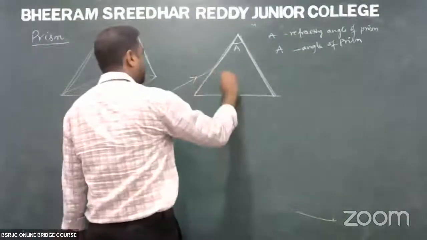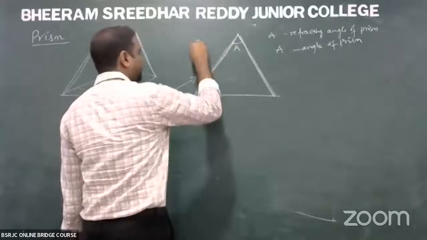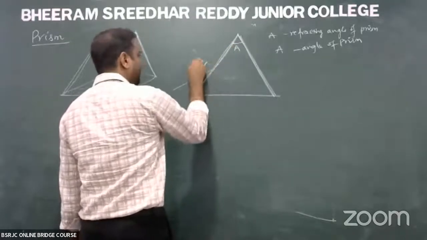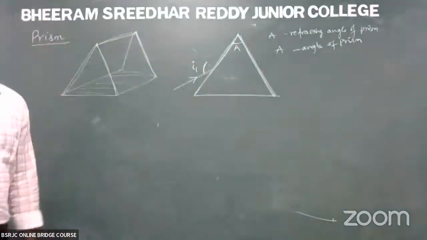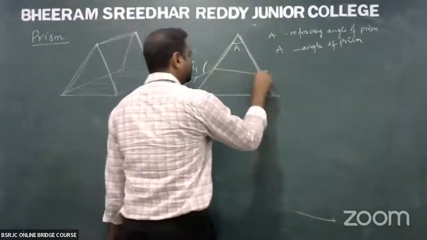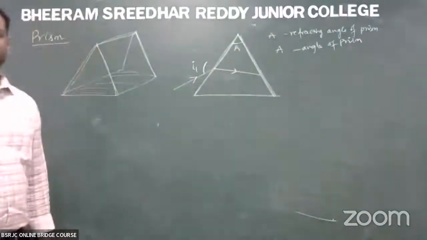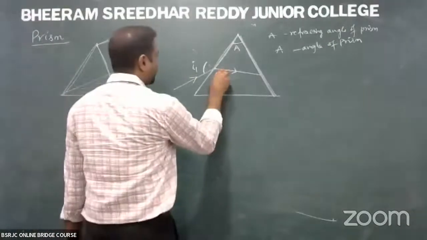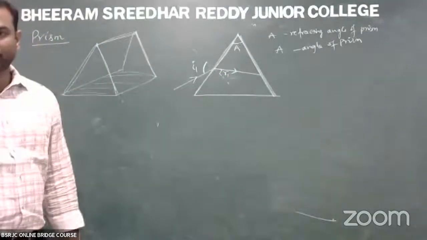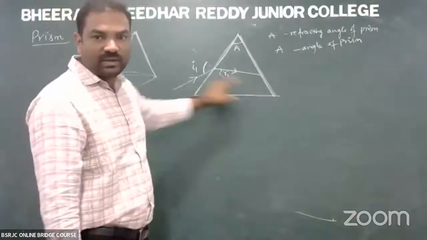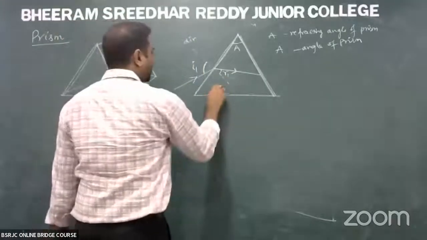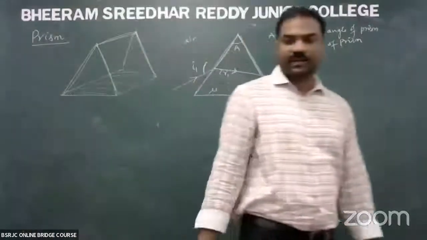Now we can make one normal here. What is the normal? Perpendicular to this surface. This is the normal. Then this angle is called the angle of incidence, let us say I1. Then it will refract into the prism. Obviously, the angle of refraction is less. Why? The ray is going from rarer to denser. Let us say this is air, the medium, and the refractive index of the prism is mu.